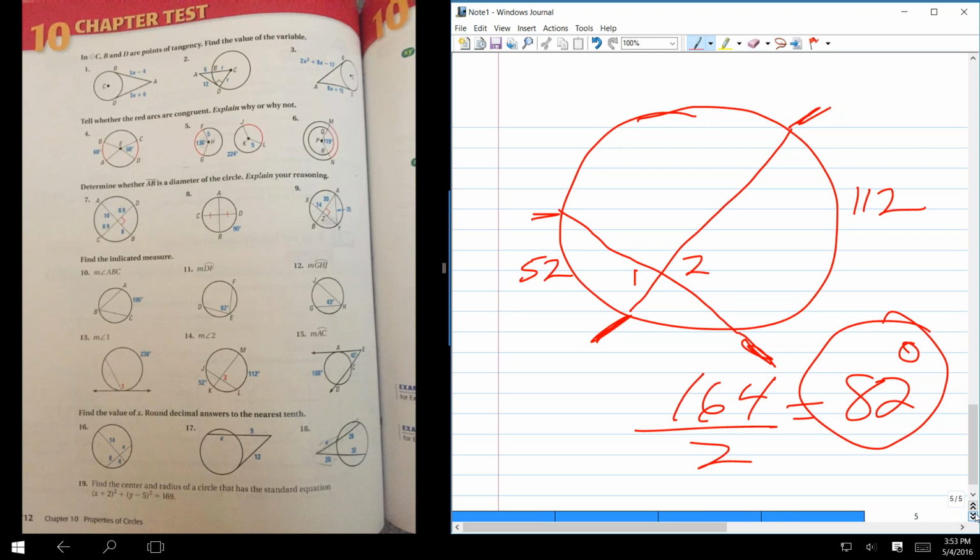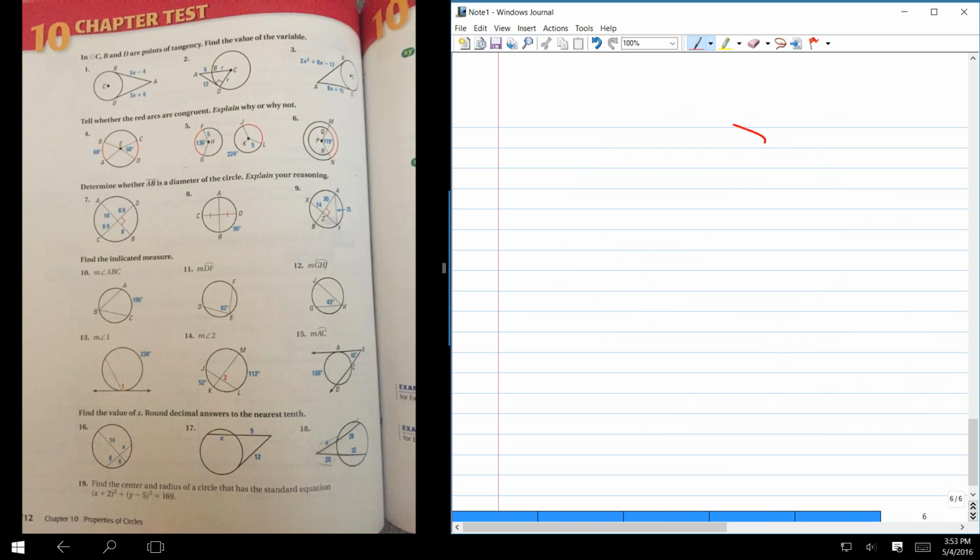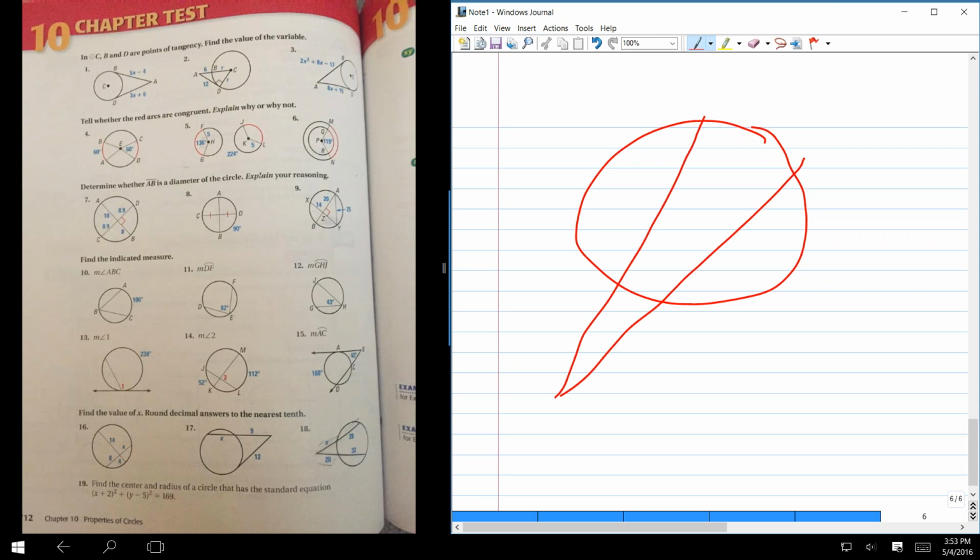In other words, the case you were referring to where it's subtracted is when you have something like this. Angle 1 has to do with the measurement of that arc and the measurement of that arc. And this is where you subtract the bigger one minus the smaller one, and it's half of that.